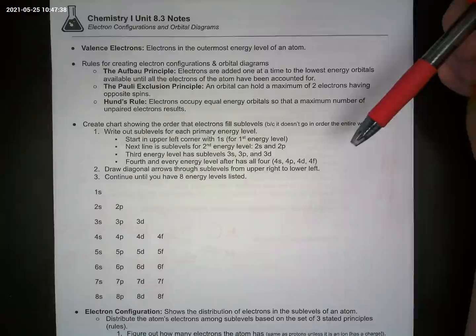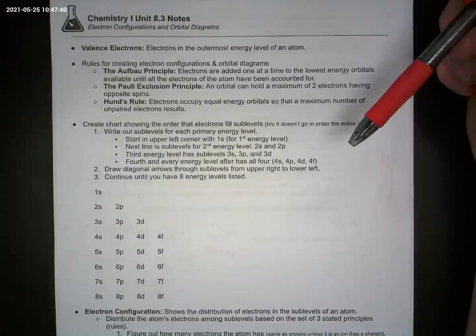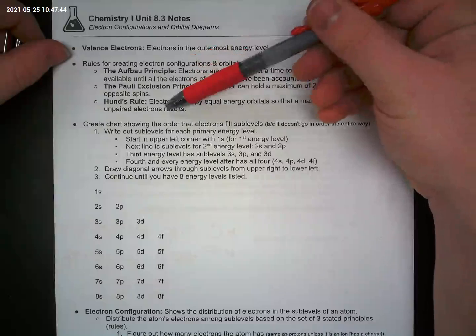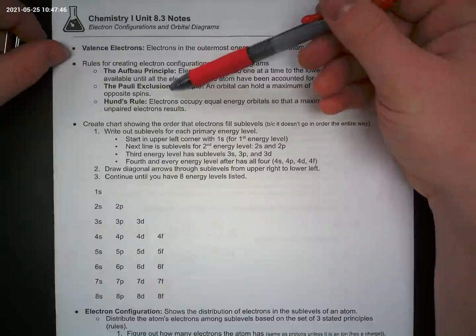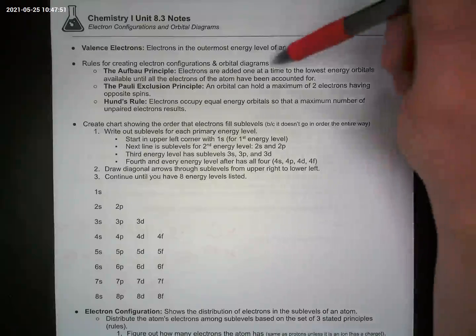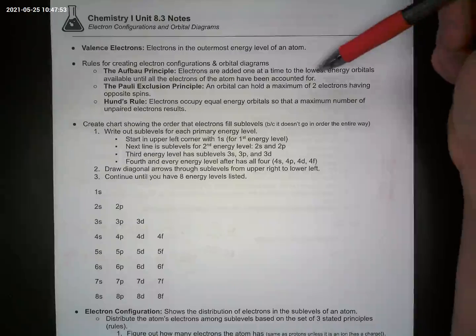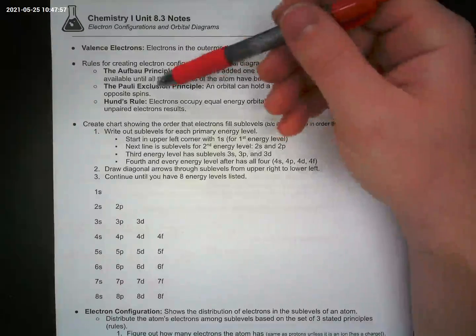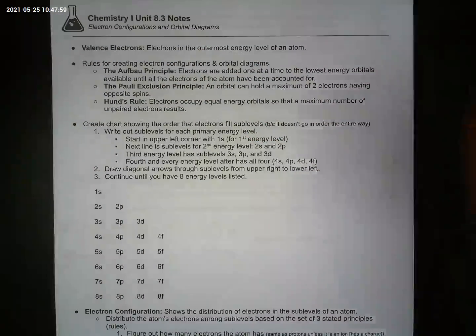Now, the reason for its non-intuitiveness is because of these three rules or principles. So here's what we have to follow when we make these diagrams and these configurations. We have to follow what's called the Aufbau principle, the Pauli exclusion principle, and Hund's rule.